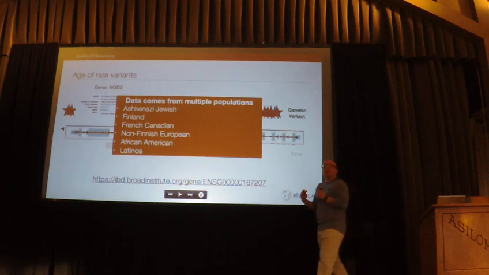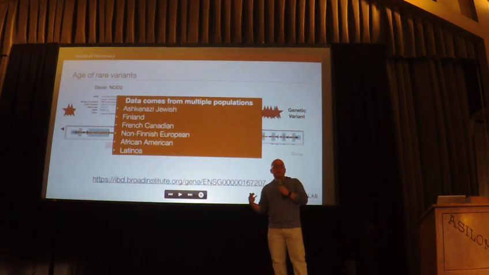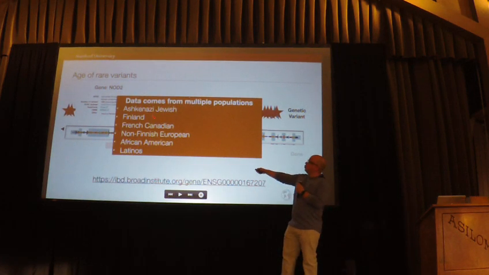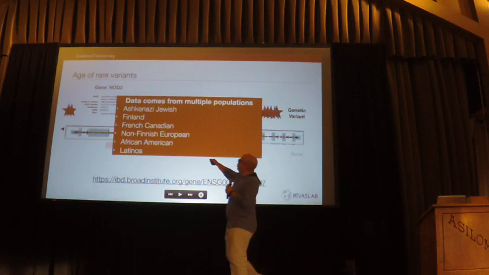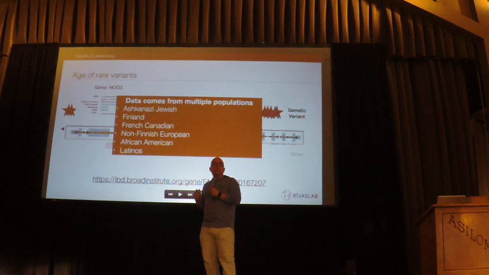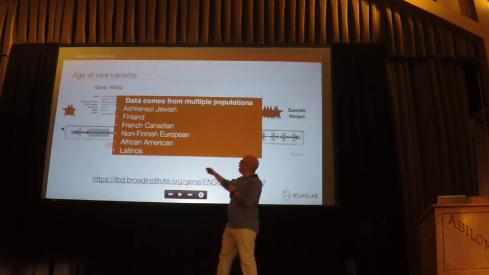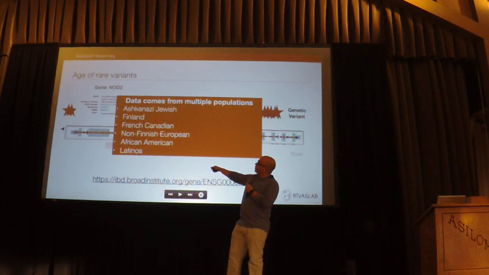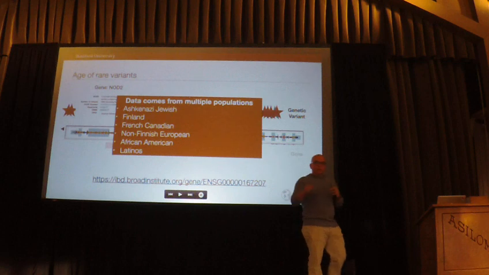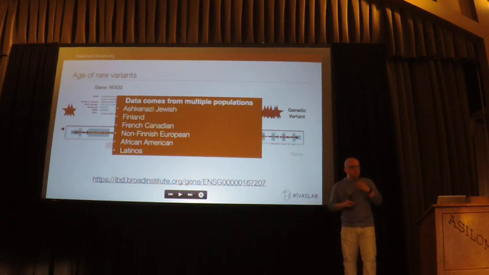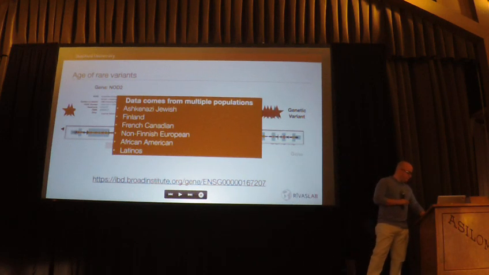Just to give you a sense of the data as well, the data comes from multiple populations. In a lot of the studies that we participate in, we have genome sequencing data in the context of multiple diseases for Ashkenazi Jewish, Finnish, French Canadian, African American, Latino, and non-Finnish European populations, and the landscape of genetic variation looks quite different across populations.